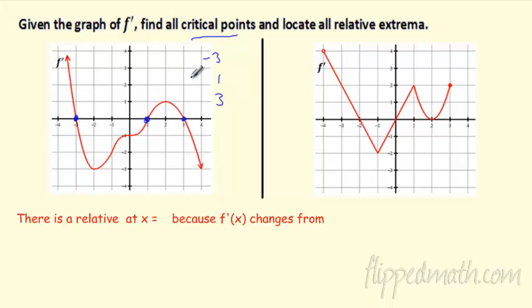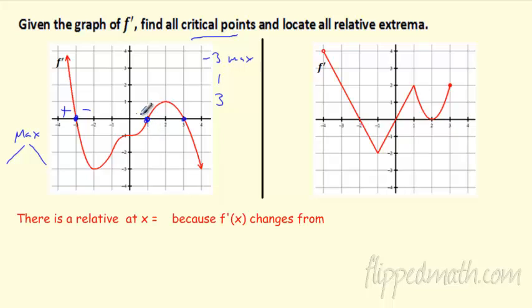So now I have to figure out, well, what's going on? Well, if you look to the left of this, what is the derivative? It's a positive derivative, so the function's increasing. There's a negative derivative, so what is this? Increasing function to a decreasing function is definitely going to be a max. So at -3, we have a max.